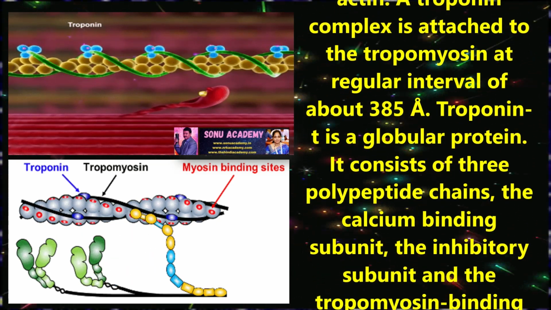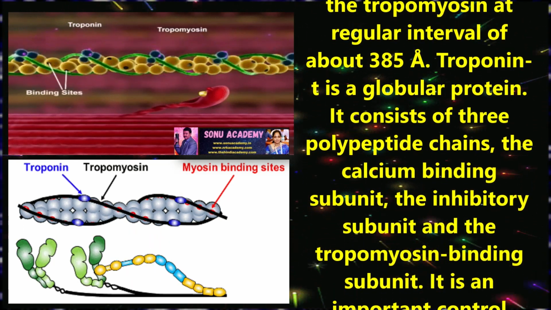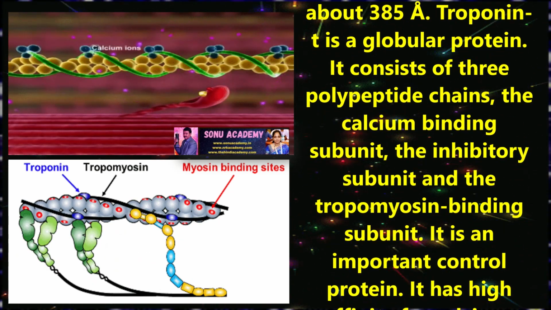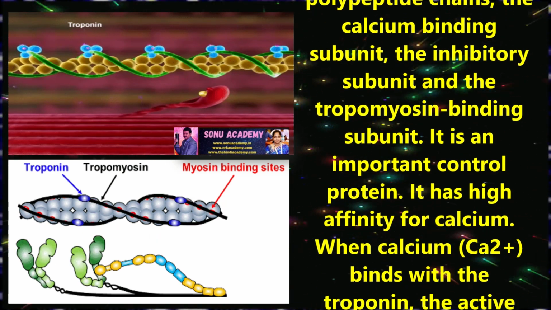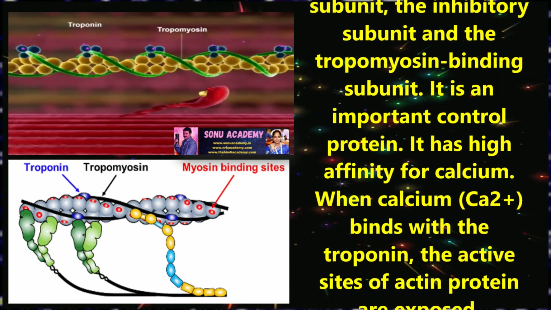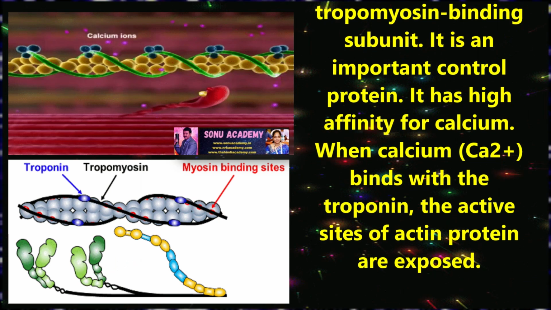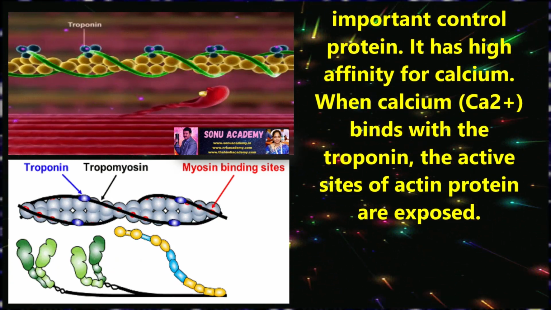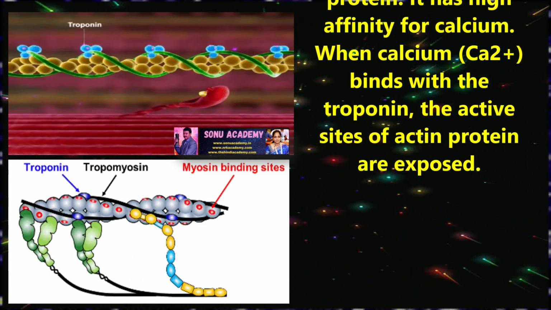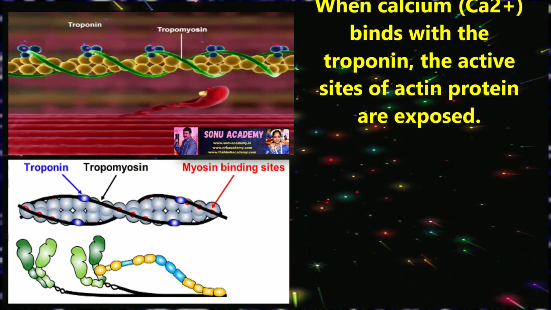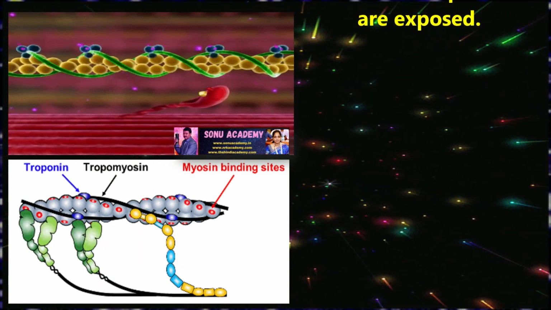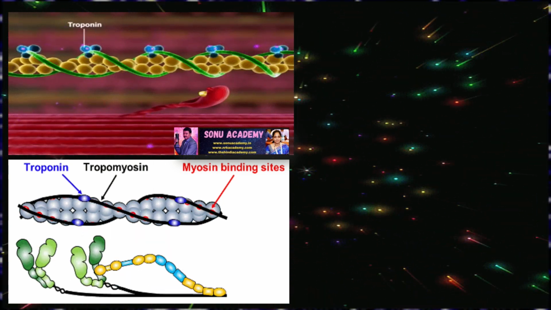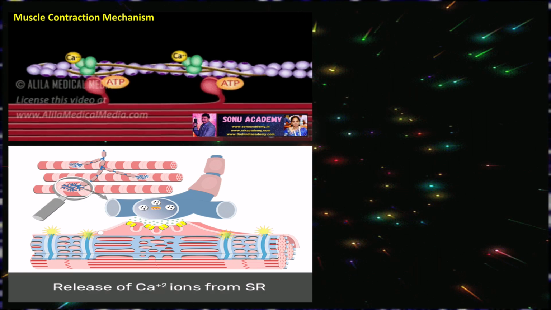Troponin. Troponin is a globular protein. It consists of three polypeptide chains: the calcium binding subunit, the inhibitory subunit, and the tropomyosin binding subunit. It is an important control protein. It has high affinity for calcium, which binds with the troponin. The active sites of actin protein are exposed.